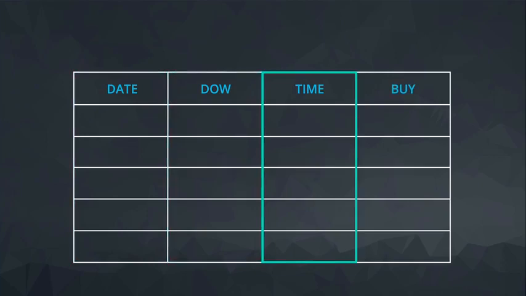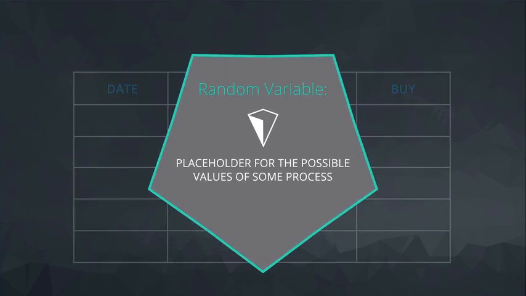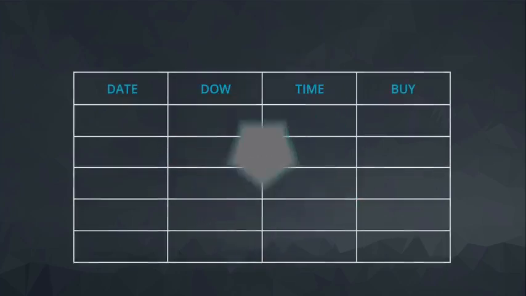A column in our data set is associated with a random variable. Explaining what a random variable is in English is complicated, but in notation, it's simple. In English, a random variable is a placeholder for the possible values of some process. In notation, it's X. For our website, the date of the visit, the day of the week of the visit, the amount of time spent on the site, and whether or not an individual buys an item are all variables.